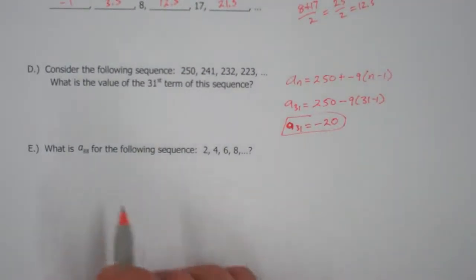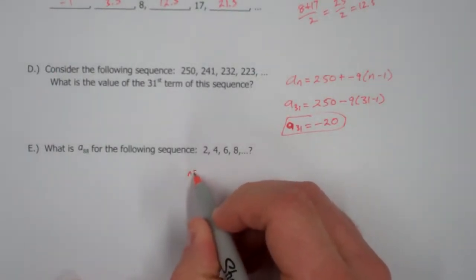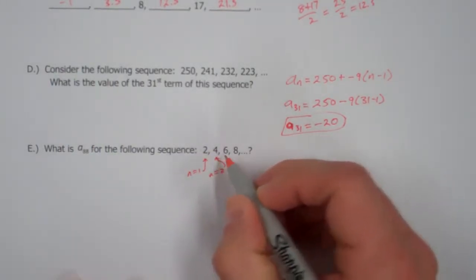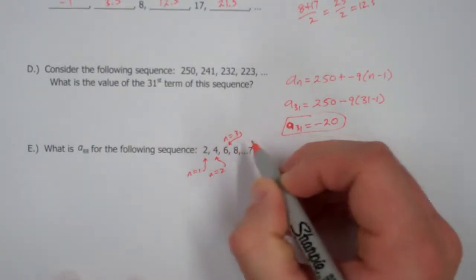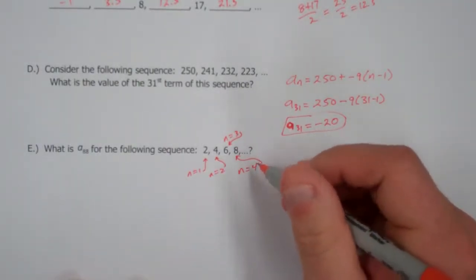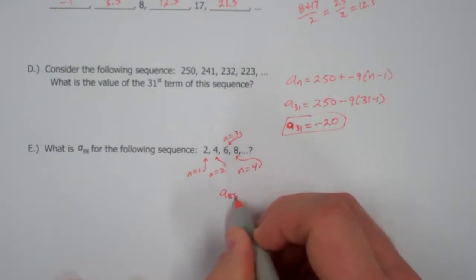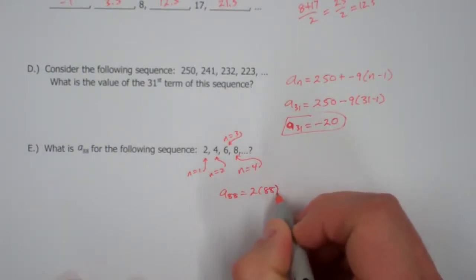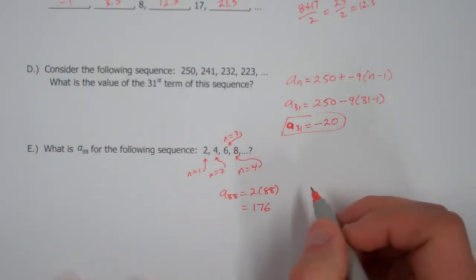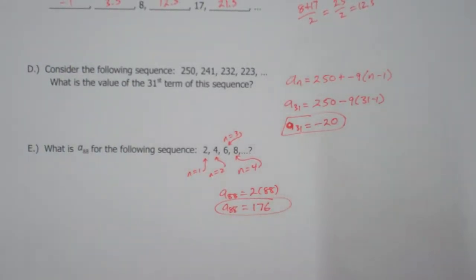Part E, what is the value of the 88th term in this sequence? So for this one, n is 1, and you get a value of 2. When n is 2, you get a value of 4. When n is 3, you get a value of 6. And when n is 4, you get a value of 8. All you do is just double n. So doubling 88, you get 176. So the 88th term is 176.